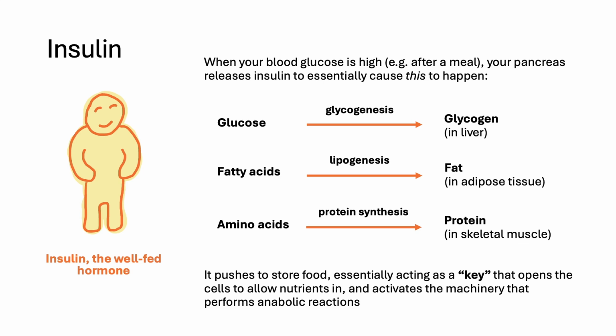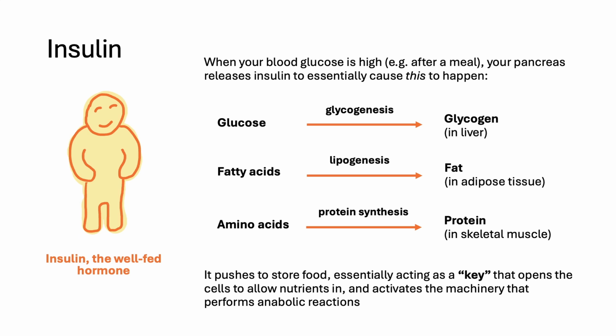Essentially, insulin acts as a key. It opens up the cells, it allows the nutrients to flow in, and then it activates all the biochemical machinery that performs the anabolic reactions. So it lets the glucose flow into the liver to make glycogen. It lets the fatty acids flow into the adipose fat cells and get turned into fat. And it allows amino acids to enter into the skeletal muscle cells to make protein. Insulin is a key that unlocks the cell and activates the storage of nutrients.